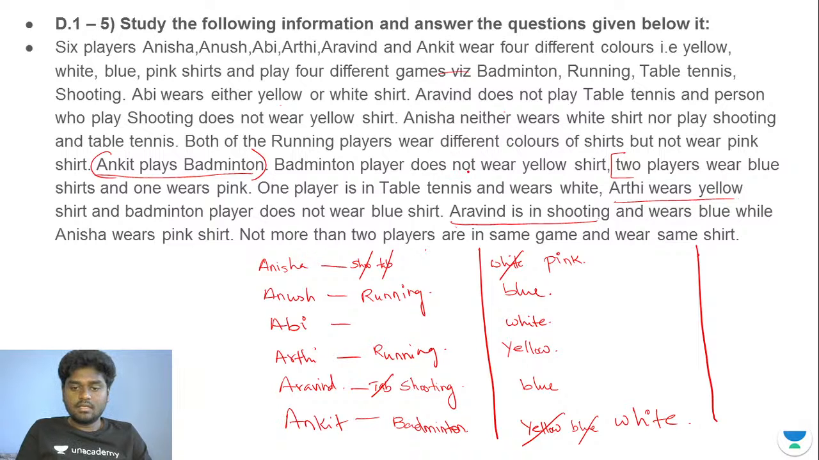Why? Because if you see, the badminton player does not wear yellow shirt, that we know already. So only 2 games have been left out here, that is for Anisha and Abhi. And what are the games here? Table tennis and badminton, right? So when it comes to table tennis, any clues related to it?